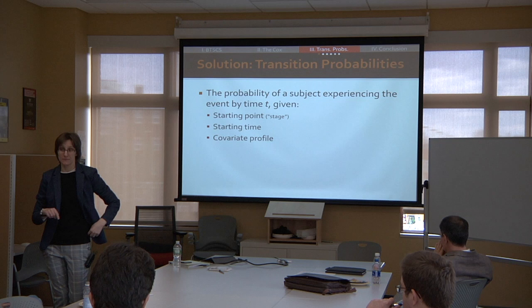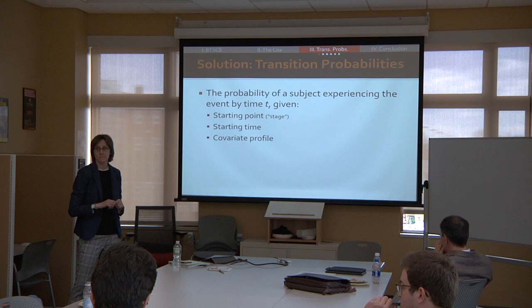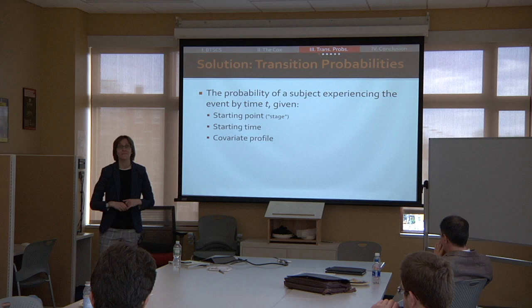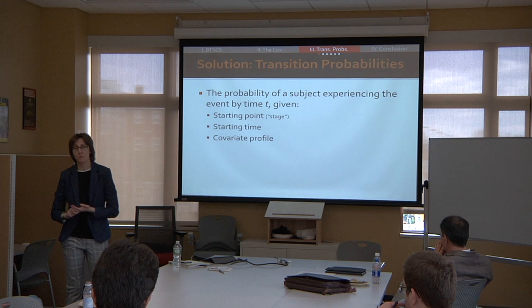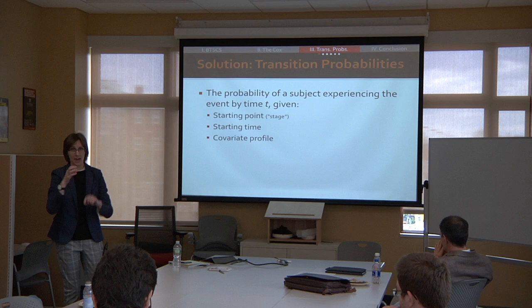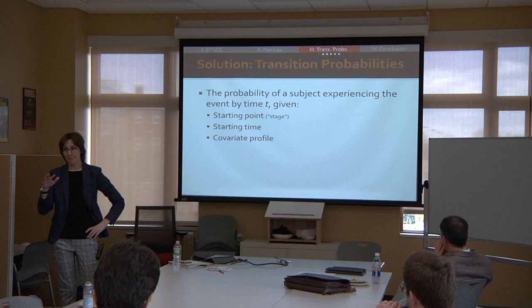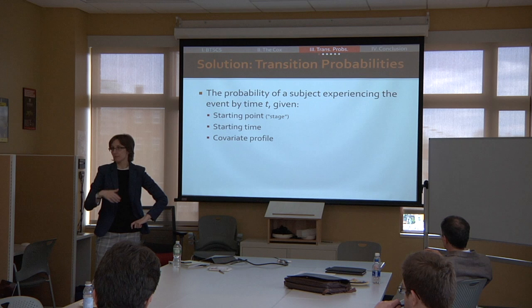Mm-hmm. So you can generate, using different covariate profiles, the same probability at different times. How is that different? So f of t, which is what you were describing, the failure probability, will be equivalent to a transition probability if you have a subject that can experience the event once and then never again. That's the only time they'll be equivalent. Otherwise, if you have this back and forth, they won't be the same.